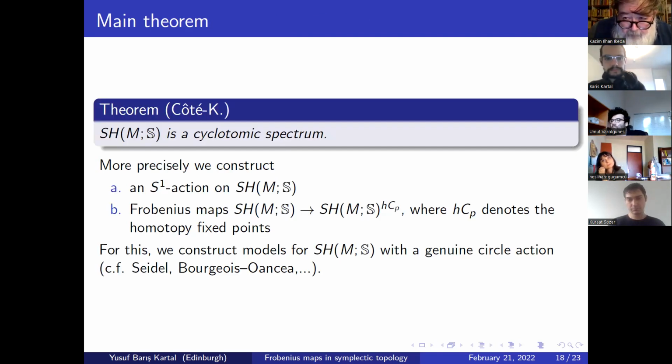What's the Seidel's genuine circle action? No, it's just the idea is about defining it using these S-infinity models. Using this not really genuine action, right? That's also a homotopy action. For instance, you take the Floer data parameterized by S-infinity, and then there's a circle action. And then you take, for instance, the orbits of this to define the equivariant symplectic cohomology.